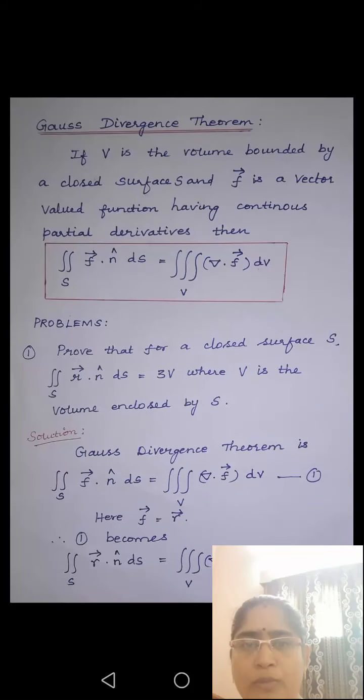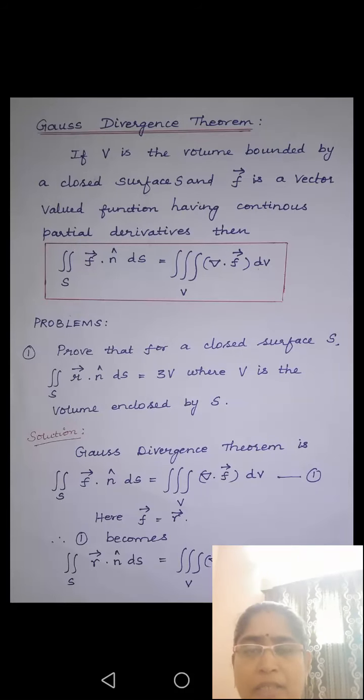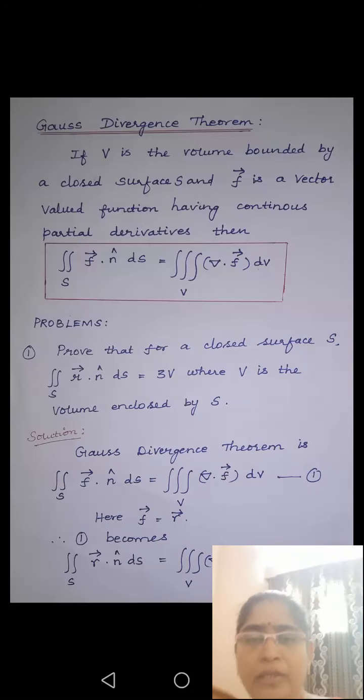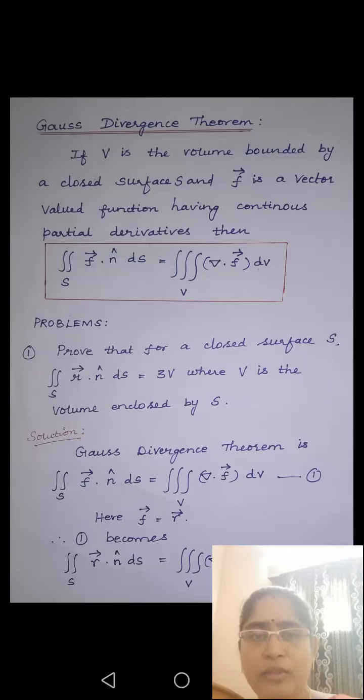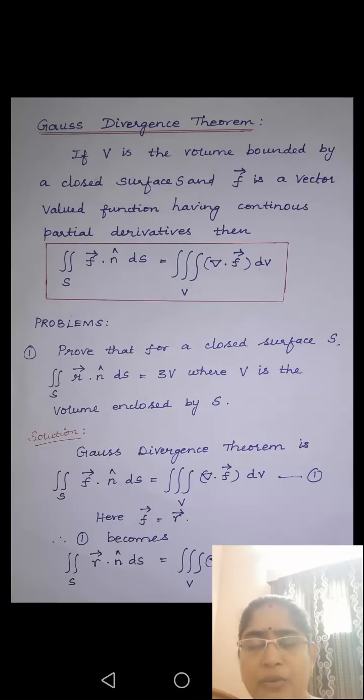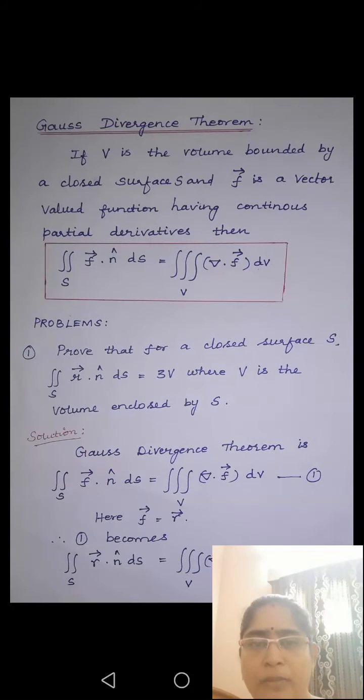When we see the problem, it's a relation between the surface integral and the volume integral. So we are going to use Gauss divergence theorem because it gives a relation between the surface integral and the volume integral. So Gauss divergence theorem is double integral over S f vector dot n cap into ds is equal to triple integral over V del dot f vector into dv. Mark it as equation number 1.